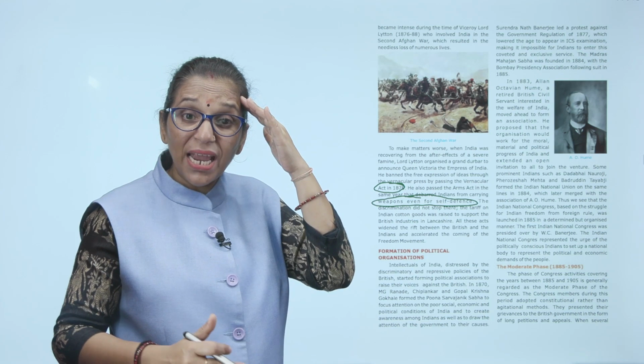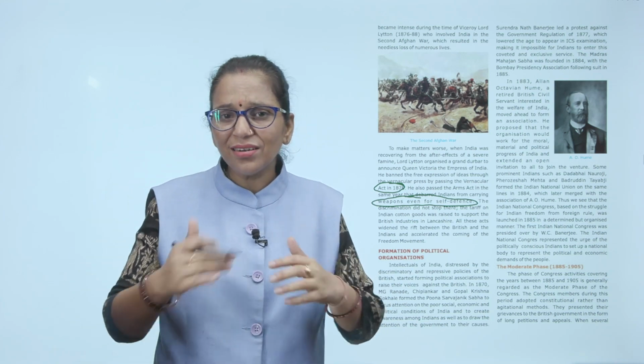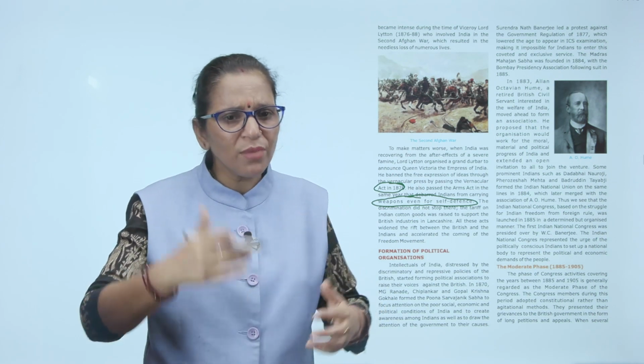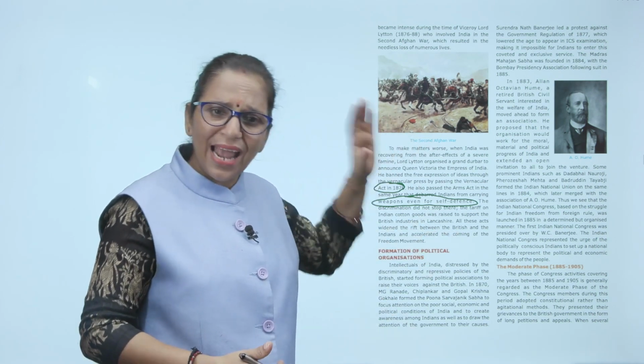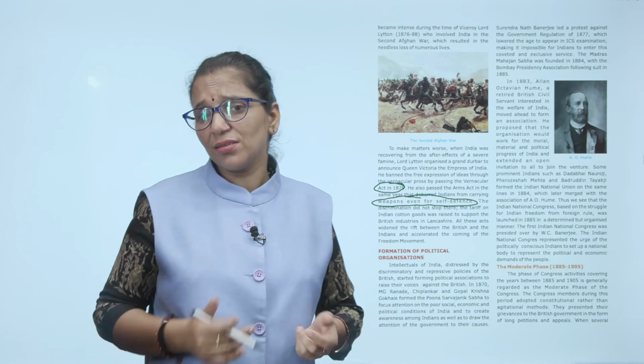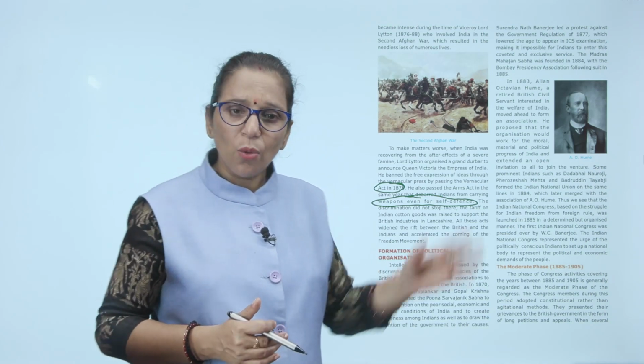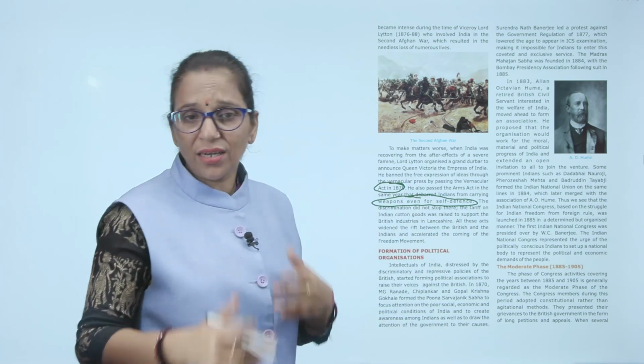These made Indians turn against the British rule and accelerated the coming of the freedom movement. Now this must end, we need to fight against the Britishers. Now what happened after these back-to-back acts against Indians?